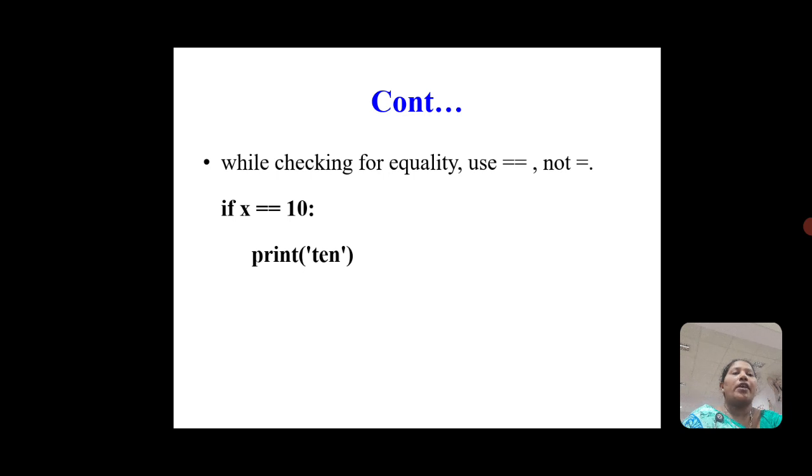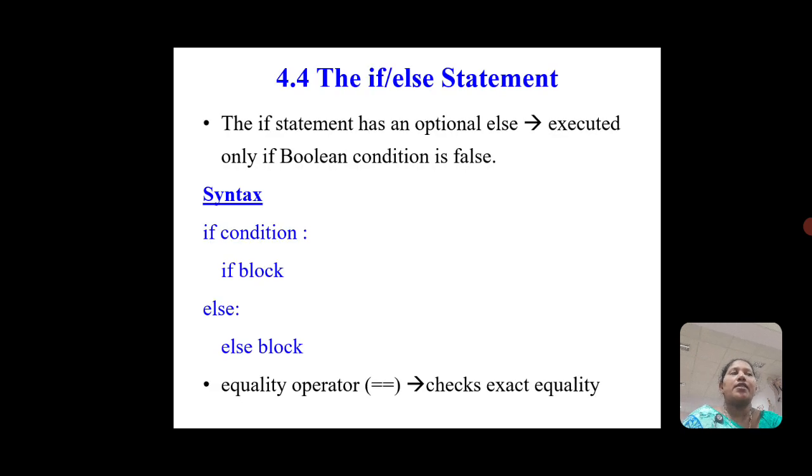So while checking for equality, you should use double equal to, not a single equal to. If you want to check whether x is equal to 10, you must use double equal to, and you should not use a single equal to here. Single equal to will be used for assigning only. So this is the syntax for if else statement. If condition colon, then in the next line with the indentation you will be giving the if block statements, else colon, and in the next line with the indentation you will be giving the else block statements.